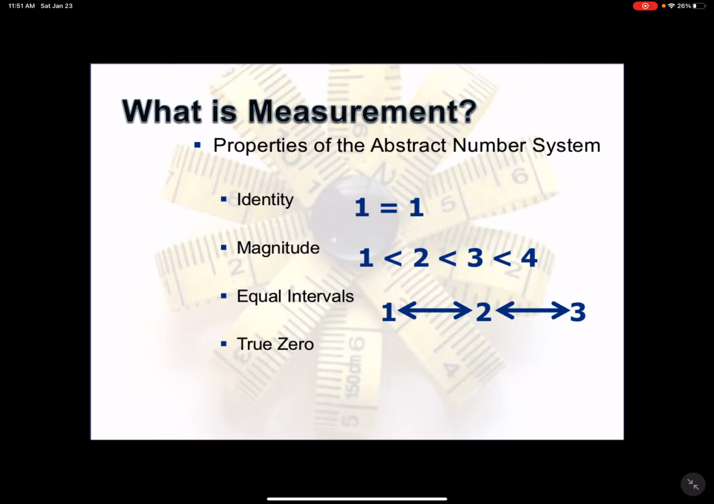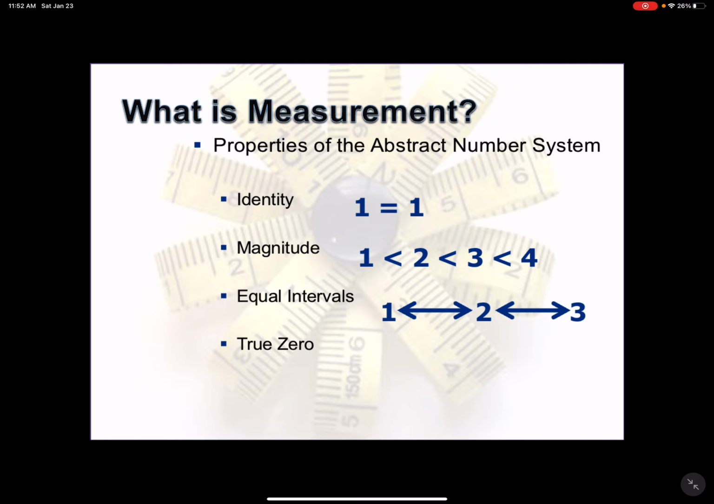And then the final property of the abstract number system is that it has a true zero. What I mean by this is that 0 equals nothing. So when we say 0, we mean the construct nothing. So if there's a plate of cookies on the table and you're sitting in the kitchen and your mom comes to the table and says, "How many cookies did you eat?" When you say 0, it means that you didn't eat any, assuming you're telling the truth, of course. But 0 means 0.